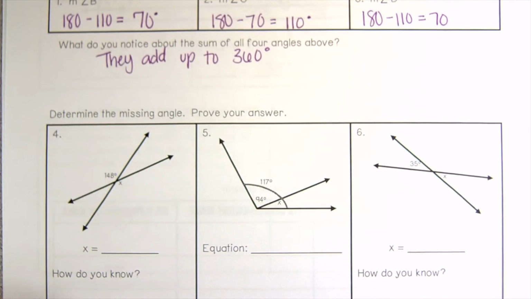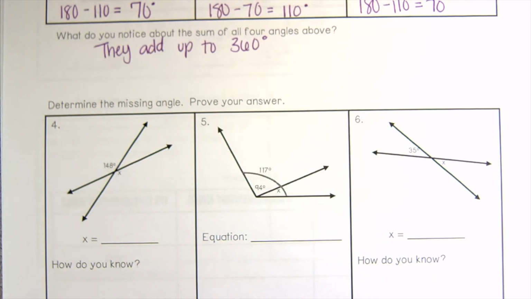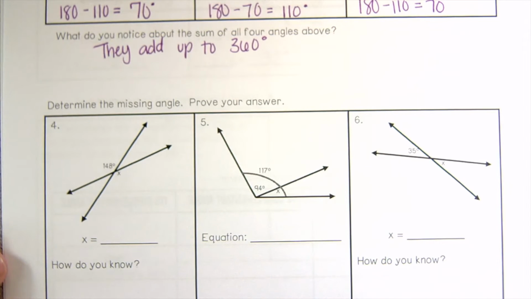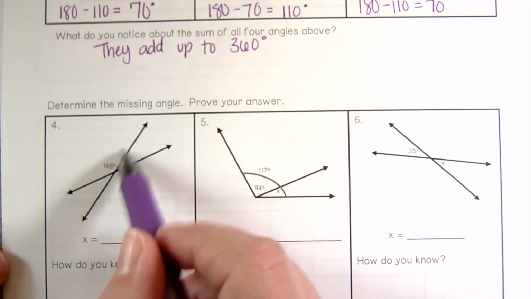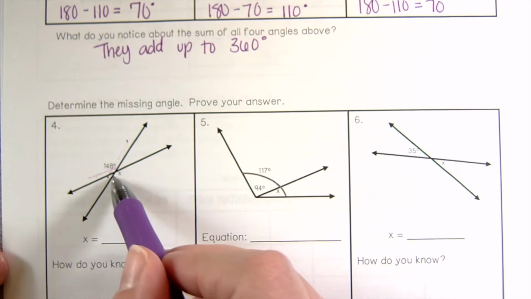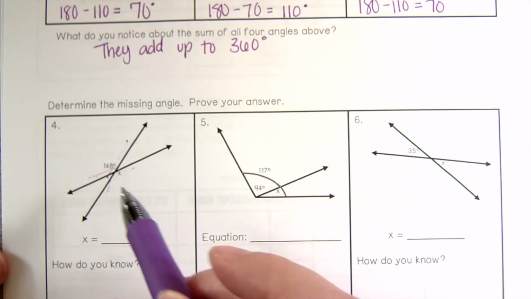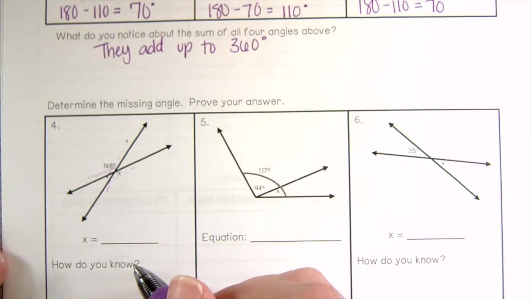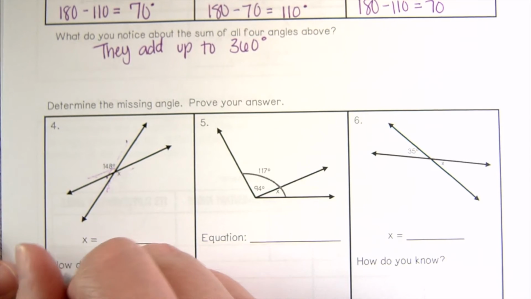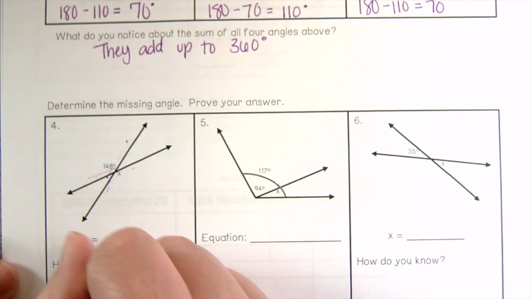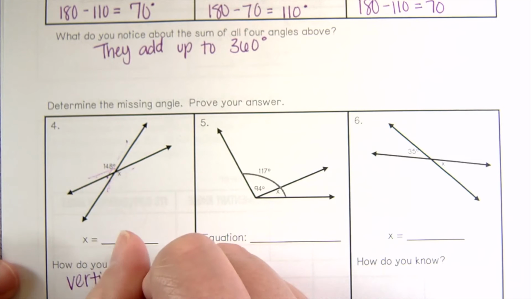Alright, so number 4, we're going to find the missing angle. What kind of angles are those? Are they vertical or adjacent? They are vertical. They look like they are kissing. So what do we know about vertical angles? They're congruent. The vertical angles are congruent.